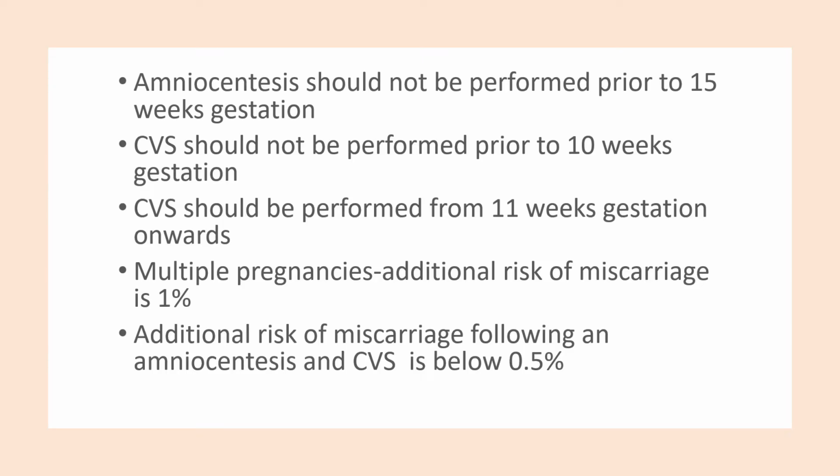So amniocentesis should not be performed prior to 15 weeks of gestation. Chorionic villus sampling, shortened to CVS, should not be performed prior to 10 weeks of gestation. CVS, chorionic villus sampling, should be performed from 11 weeks of gestation. In multiple pregnancies, the additional risk of miscarriage is about 1%. The additional risk of miscarriage following an amniocentesis and CVS is below 0.5%.